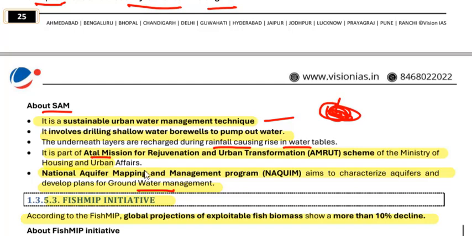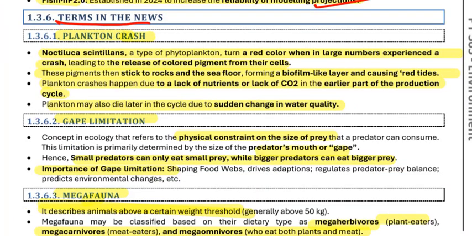Now let's see terms in news. First is plankton crash. Here the word given is Noctiluca scintillans, a type of phytoplankton that turns a red color when a large number experience a crash, leading to the release of the color pigments from their cells.